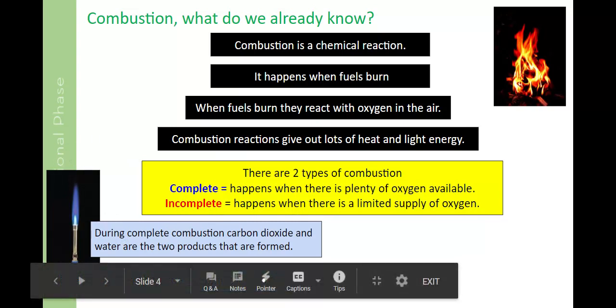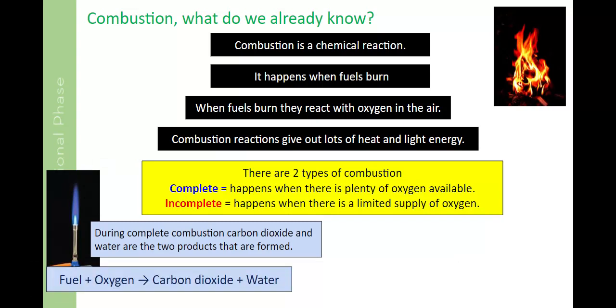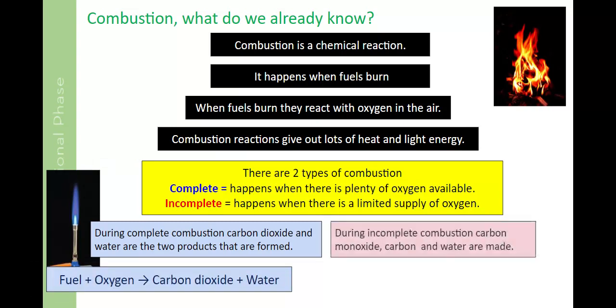Now, incomplete combustion happens when there is a limited supply of oxygen. There's not enough oxygen for the fuel to fully combust. Now, rather than getting carbon dioxide and water, we get carbon monoxide. Carbon monoxide, CO, not CO2, because there wasn't enough oxygen to make CO2. And sometimes you can just get pure carbon being made as well. Now, pure carbon is soot, okay, the black particulates produced by a fire that isn't burning completely. And water is also made.